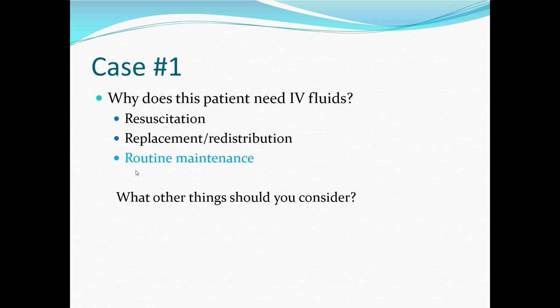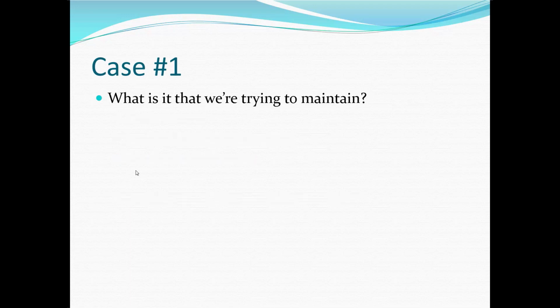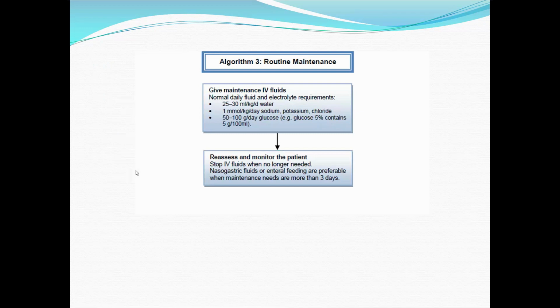So what other things do we need to consider? What are we trying to maintain? Well, he's just being kept NPO, so it's just basic fluid needs and sodium and potassium needs. So thinking about those insensible losses and what are we trying to maintain? So some water, sodium, potassium, and potentially glucose homeostasis. So you go down that routine.